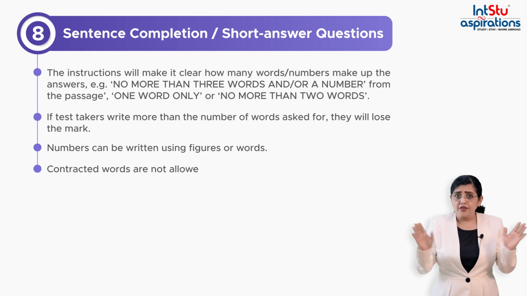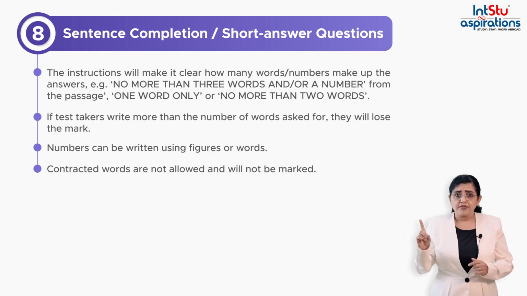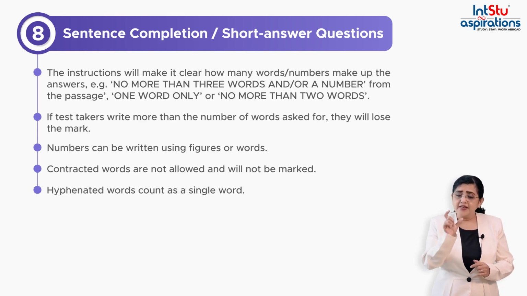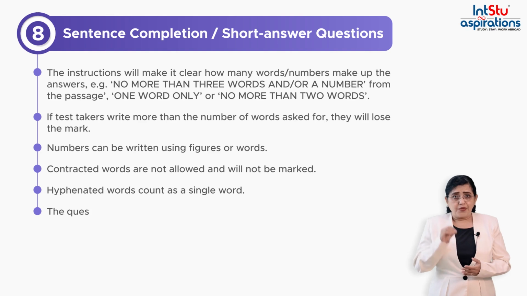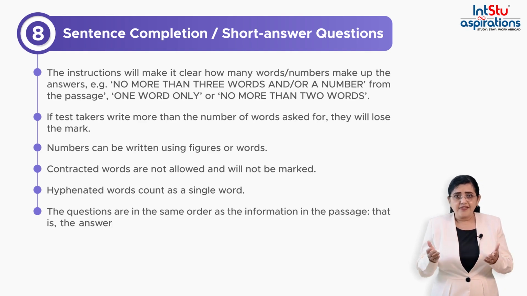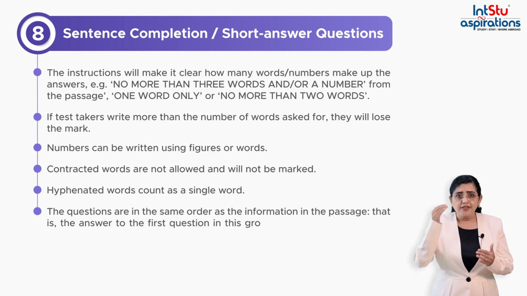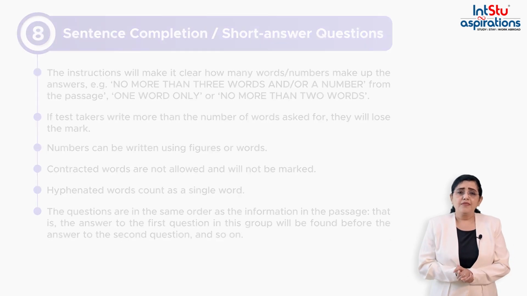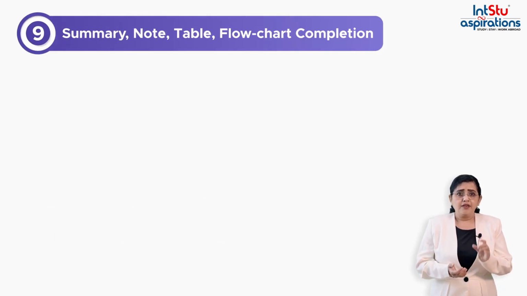Contracted words are not allowed and will not be marked. Hyphenated words are counted as a single word. The questions are in the same order as the information in the passage. That is, the answer to the first question in this group will be found before the answer to the second question, and so on. Now let us look at summary, note, table, flowchart completion.